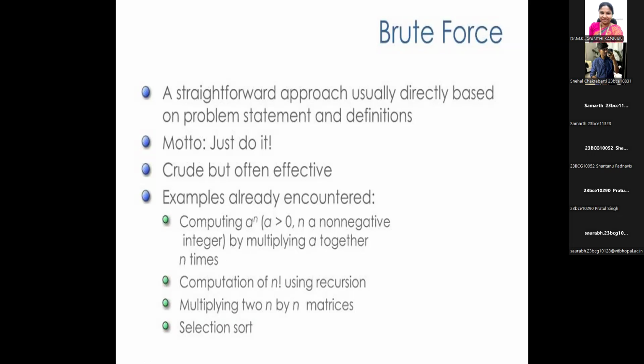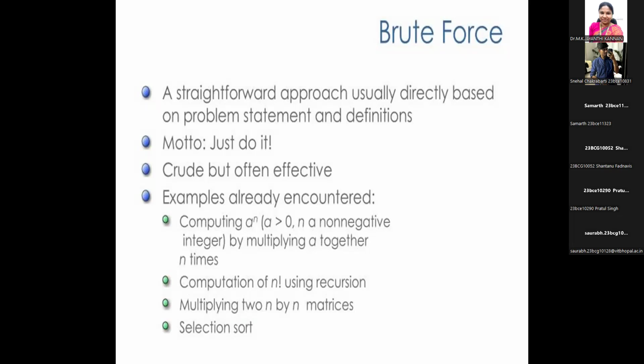successive addition is a multiplication process. So 4 into 5 can be written as 4 plus 4 plus 4 plus 4 plus 4, 5 times, like that. Anyhow, we are going to use a for loop only. Within the for loop, we are going to repeat n times.